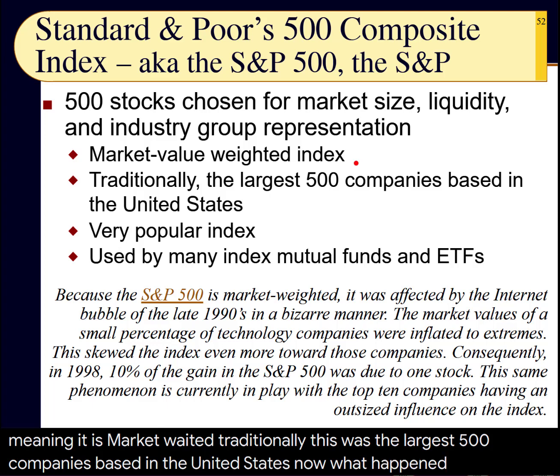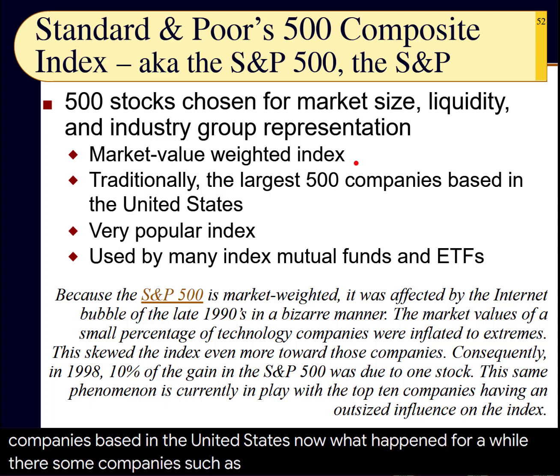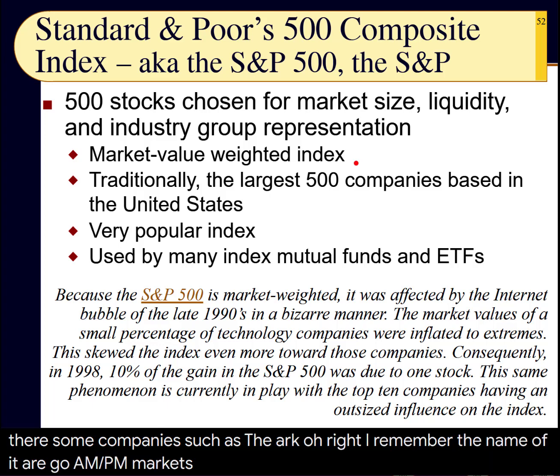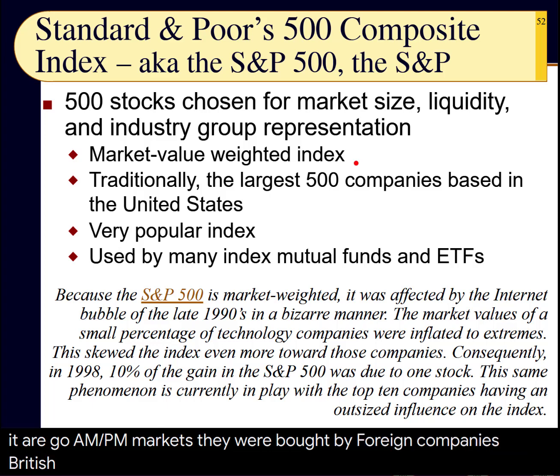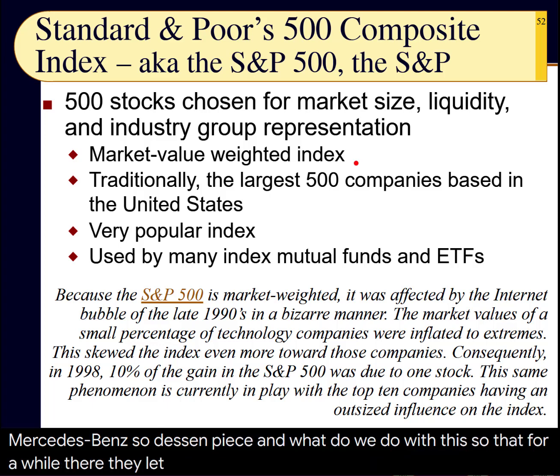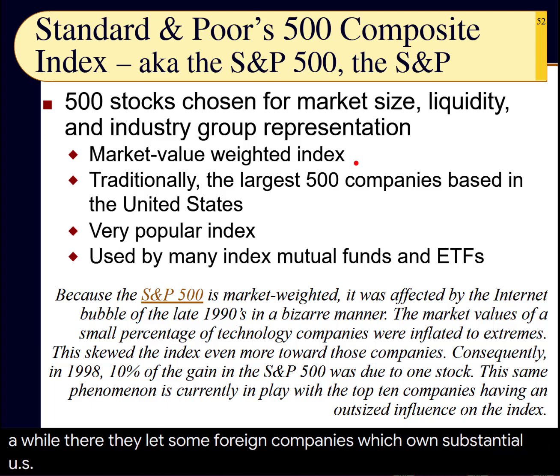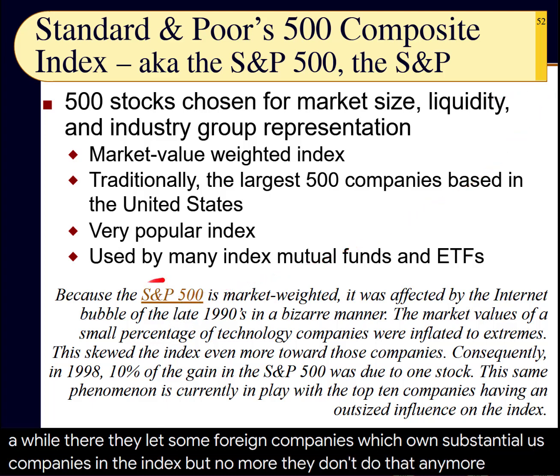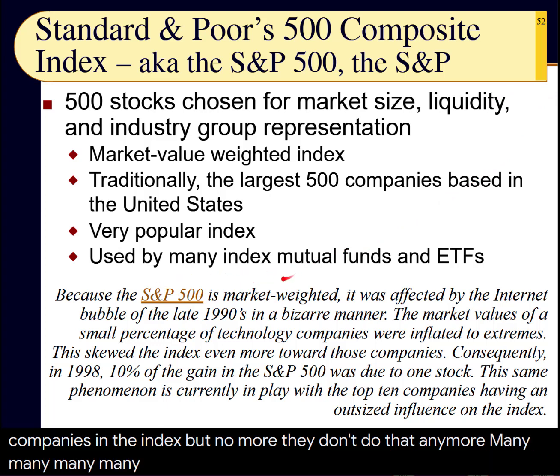Now, what happened for a while there? Some companies, such as Arco, right? I remember the name of it, Arco, AMPM Markets. They were bought by foreign companies, British Petroleum. And then Chrysler was purchased by Daimler-Benz, Mercedes-Benz. So S&P said, what do we do with this? So for a while there, they let some foreign companies, which own substantial U.S. companies, in the index, but no more. They don't do that anymore. As we said, it's very popular and used by many, many index funds.